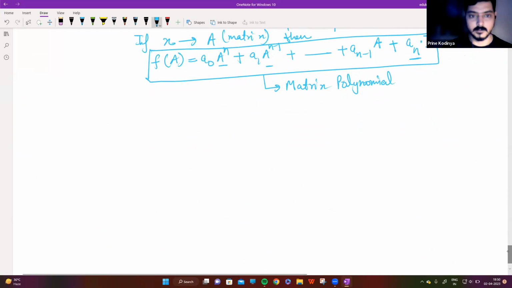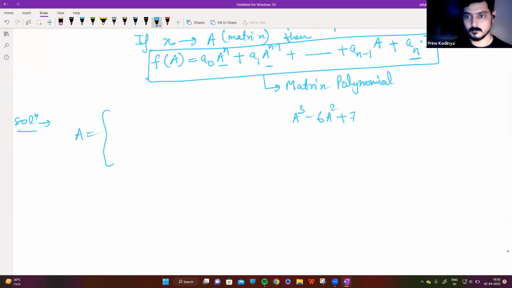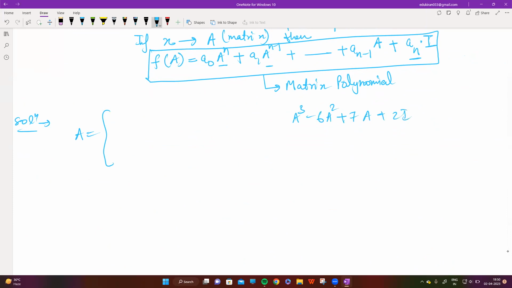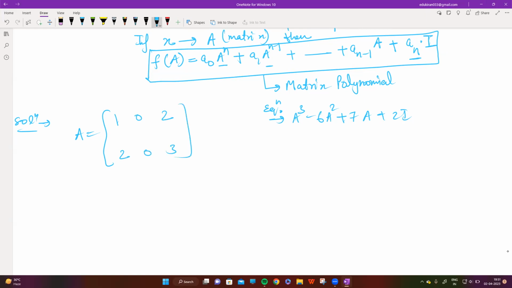Okay. Now let's solve the given question. So what is the matrix, Faisal? A cube minus 6A square plus 7A plus 2I. Okay, this is the expression which we need to find. Now, what is the matrix A? 1, 0, 2, I guess. Have you written this? If somebody has, please help me fill this. 0, 1, 2, and 2, 0, 3. Thank you.